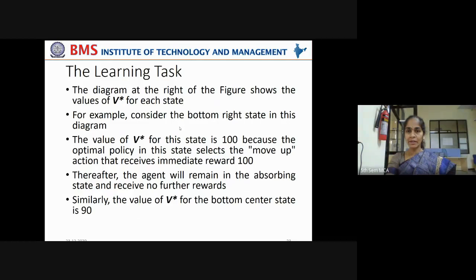Now the diagram at the right of the figure shows the values of V star for each state. For example, consider the bottom right state in the diagram.